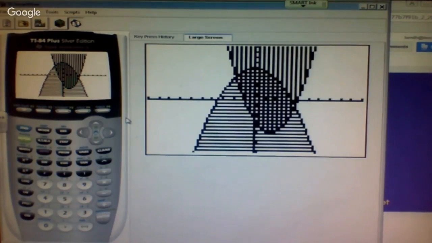Your calculator is smart, but it's only as smart as you are. If you don't know how to use the buttons, it's useless to you.